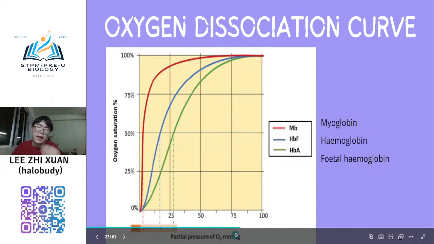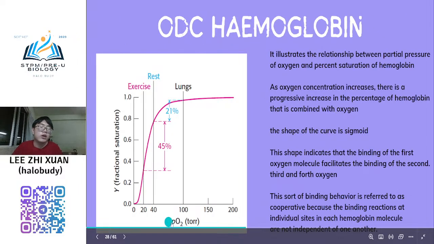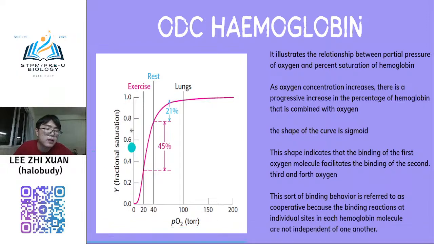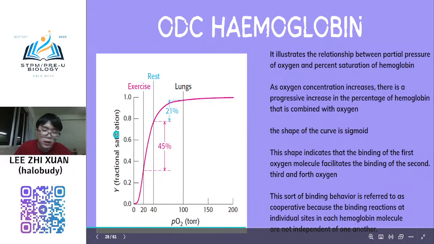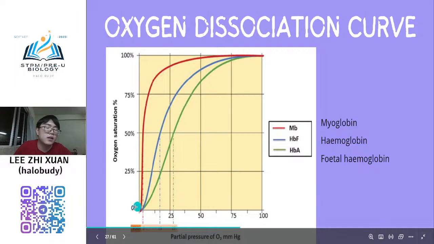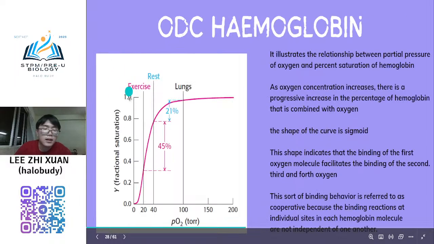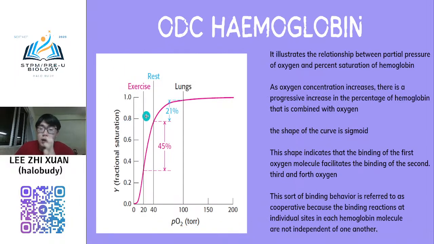So when the exam wants you to draw, illustrate, or sketch the curve, your axis should be mmHg. I don't recommend you write Torr. If you want to write Torr, it is actually correct, but Torr is in American style. And the y-axis is about the saturation. Normally it's a percentage, so you can write percentage from 0% until 100%.